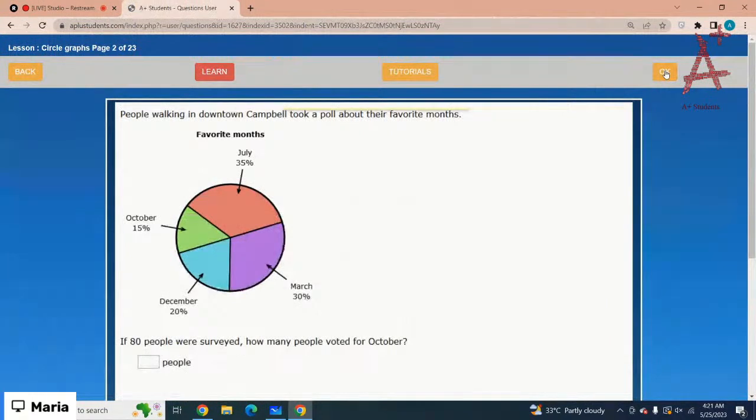Okay, people walking in downtown Campbell took a poll about their favorite months. If 80 people were surveyed, how many people voted for October? So, which is the correct option? You have to calculate the value for October. You have 15% in October. So, basically, you have to calculate 15% of 80.